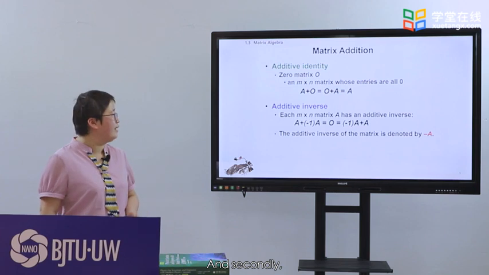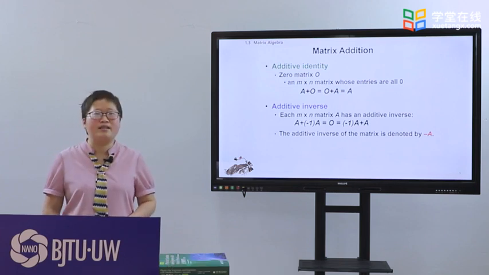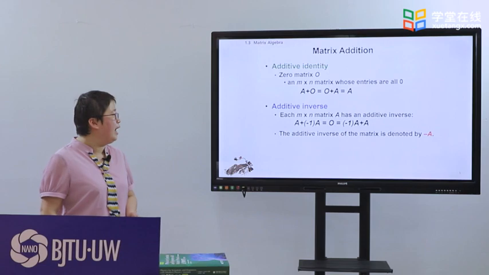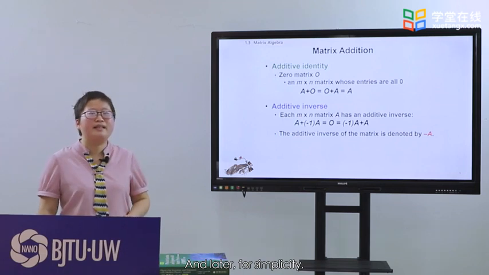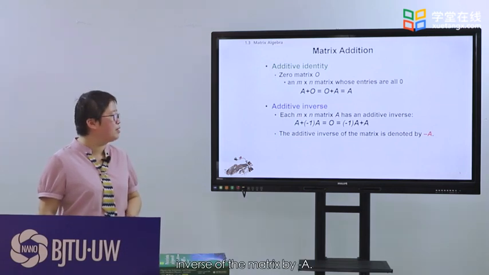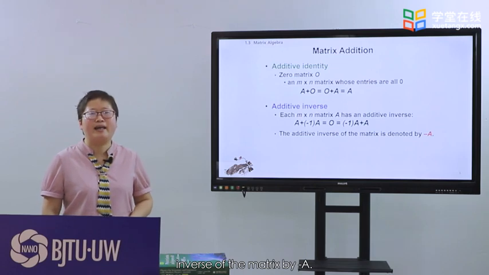And secondly, we also have the additive inverse. So what is the additive inverse? Each n by n matrix A has an additive inverse. The additive inverse, in fact, is minus 1 times A. So we know that A plus minus 1 times A equals the zero matrix, the additive identity matrix, which equals minus 1 times A plus A. And later, for simplicity, we just denote the additive inverse of the matrix by minus A.